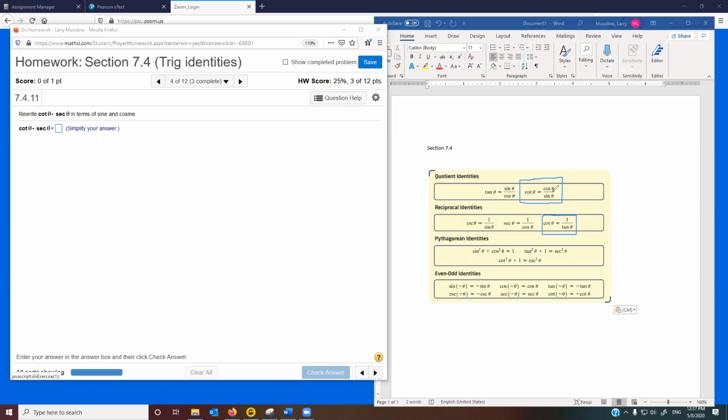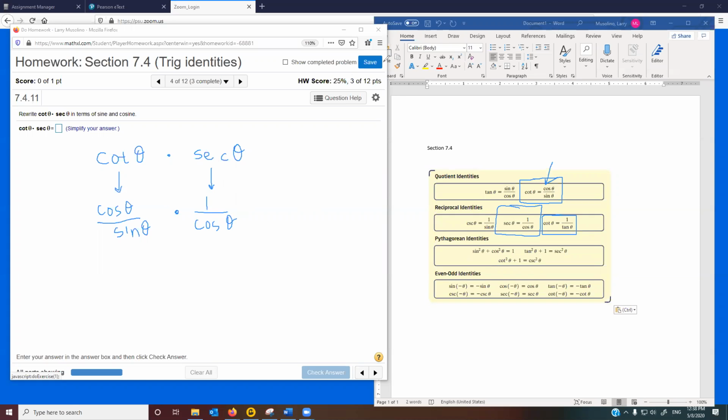But remember, I want my answer to be in terms of sine and cosine, so that's why I'm going to go with this one. So let me write this down here. We have cotan theta times secant theta. Well, cotan I'm going to replace with cosine theta over sine theta. All right, now let me go to secant theta. Here's a reciprocal identity that says secant theta is 1 over cosine. So I'm going to replace this with 1 over cosine.